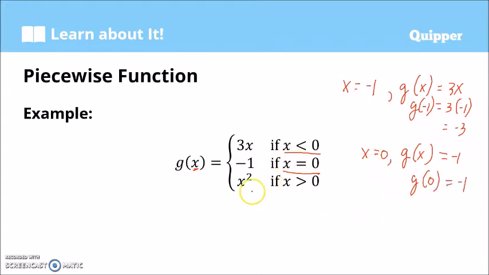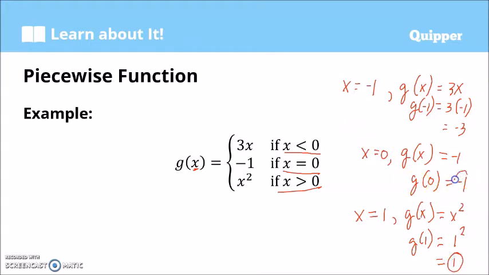Right? Then, another expression, the third one, g of x equals x squared if x is greater than 0. So, if we have x equals 1, positive 1, that is greater than 0, so your g of x must be x squared. Okay? X squared. So, therefore, that's g of positive 1, that is 1 squared, and that is equal to 1. Alright? So we now have 3 values for our g of x.